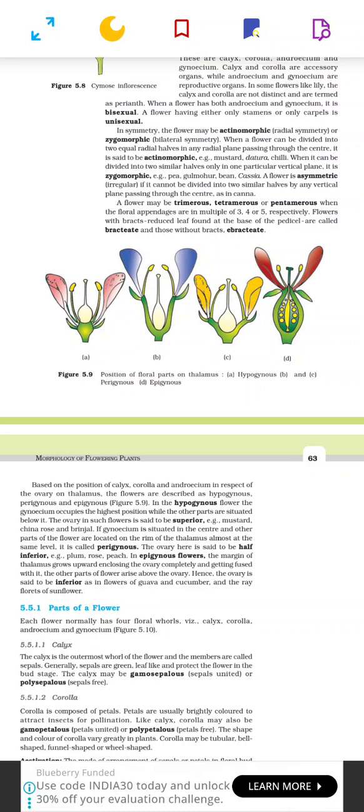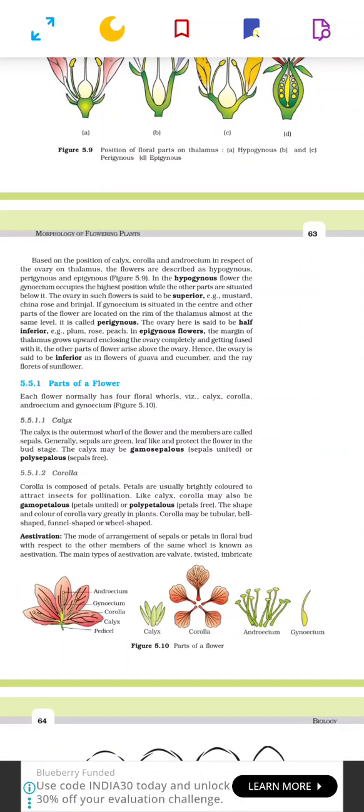In epigynous flower, the margin of the thalamus grows upward, enclosing the ovary completely and getting fused with it. The other parts of the flower arise above the ovary, hence the ovary is said to be inferior, as in flowers of guava and cucumber, and the ray florets of sunflower. Parts of a flower. Each flower normally has 4 floral whorls: calyx, corolla, androecium, and gynoecium. Calyx. The calyx is the outermost whorl of the flower and the members are called sepals. Generally, sepals are green, leaf-like and protect the flower in the bud stage. The calyx may be gamosepalous, that is the sepals united, or polysepalous, that is the sepals are free.